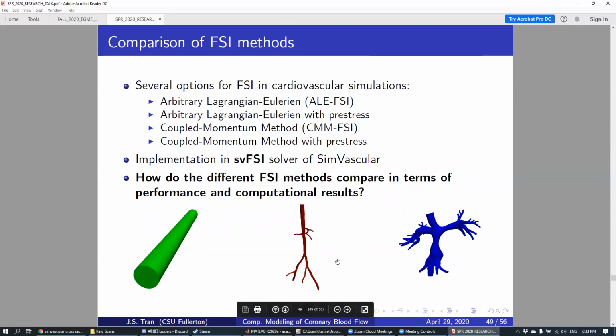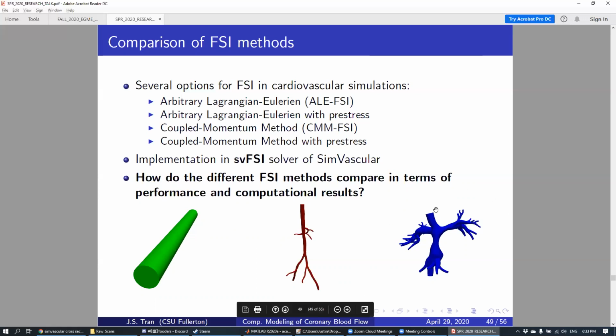And then I'm going to try out these methods on 3 different geometries. The first geometry here is simply a cylinder, okay? The next geometry is a step up from this. This is a relatively simple cardiovascular geometry, which is just your aorta that goes down to your legs, okay?